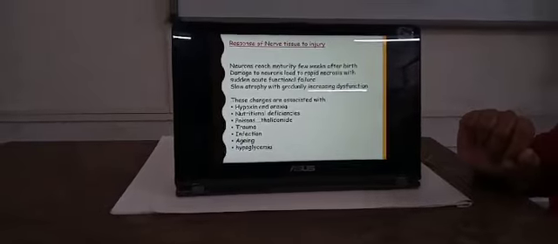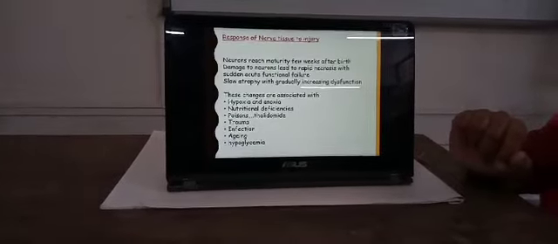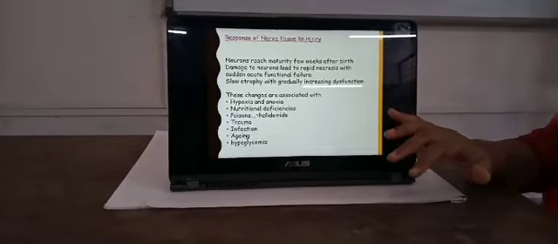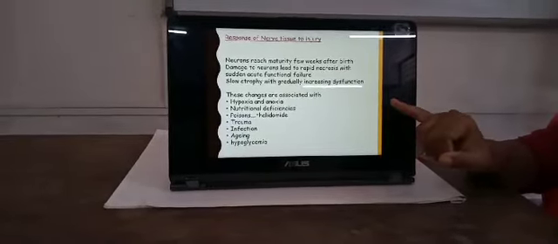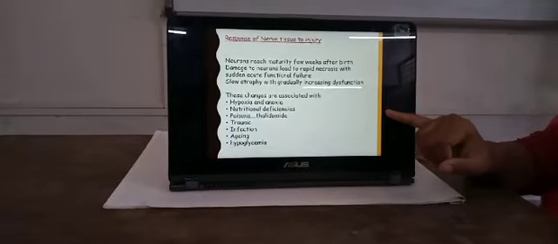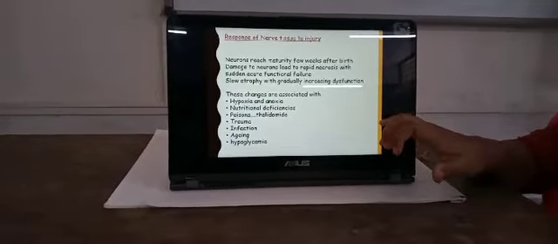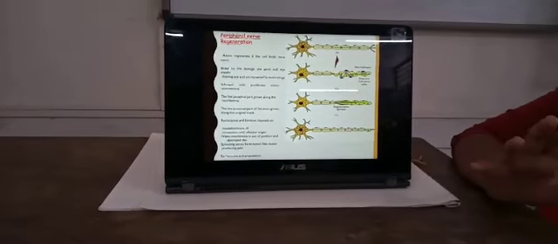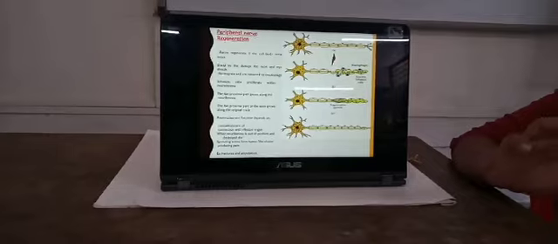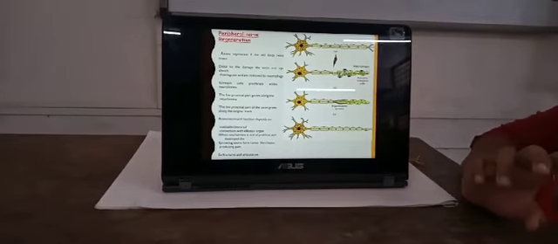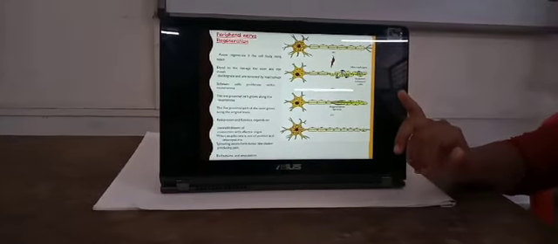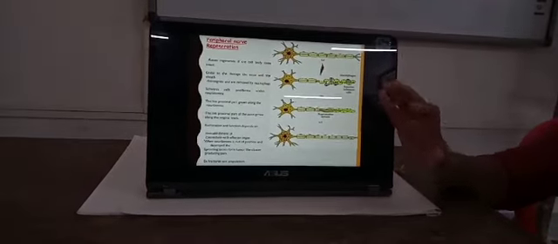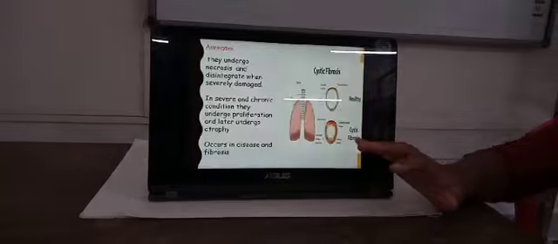What is hypoxia? Loss of oxygen to the nerve cell. Anoxia is the complete absence of oxygen. There is deficiency of nutrition, poisons, trauma, infection, aging and hypoglycemia. Even when you don't eat properly and your brain doesn't have enough glucose, your nerves may not work properly. This is how peripheral nerve degeneration takes place, in different stages of nerve degeneration.